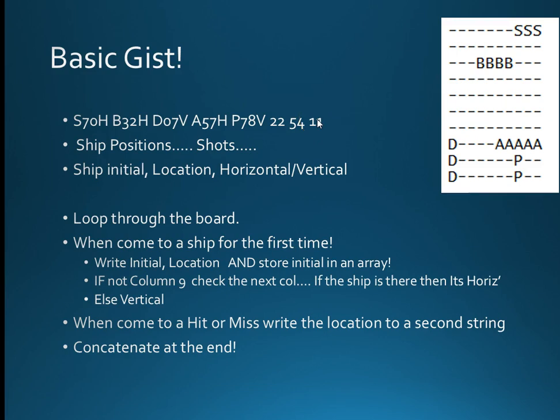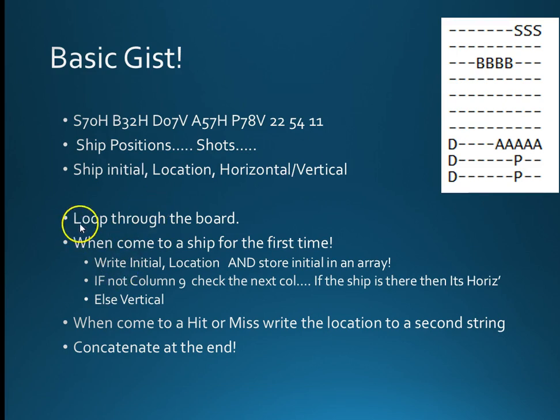I'll be honest with you, this is not perfect. I can't quite work out a perfect way of doing this, but I'll leave it for you to try and work out why it's not perfect. It's pretty darn good, but it's not perfect. So, we need to work out the ship's initial, that's easy. We need to work out the location, that's easy. And we need to work out whether it's horizontal or vertical. Well, that's a bit trickier.